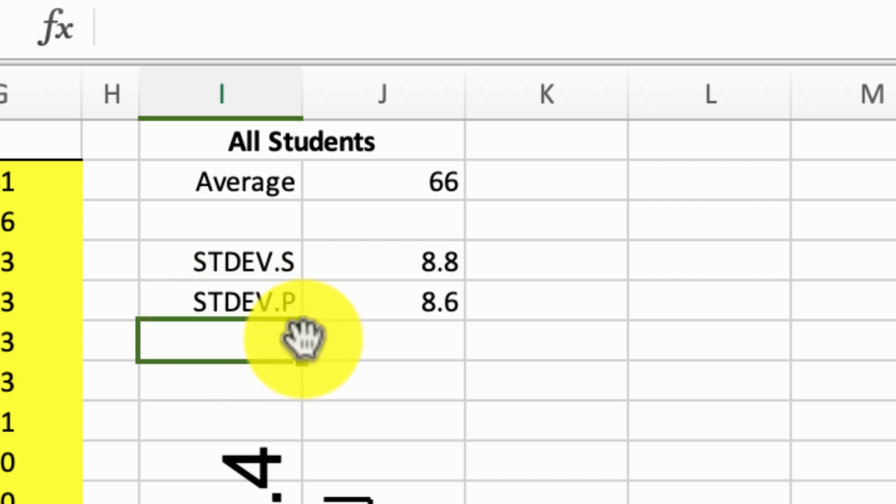Now, the first part is quite simple. STDEV is standard deviation, but what is the .S and .P? And why do we have two different values kicked out? And why is it important? So let's start with the easy one.